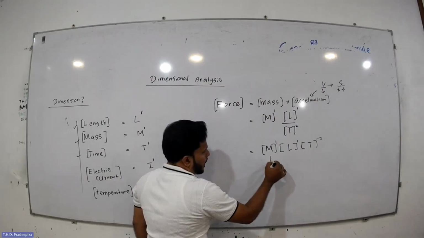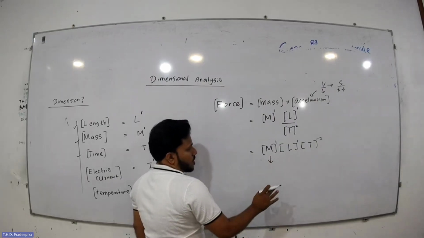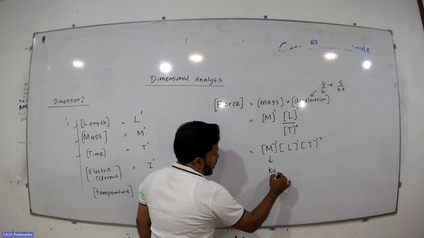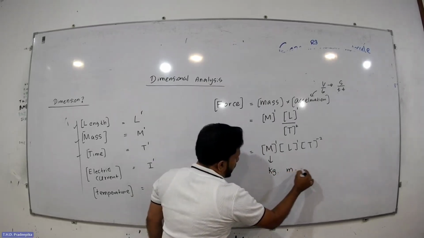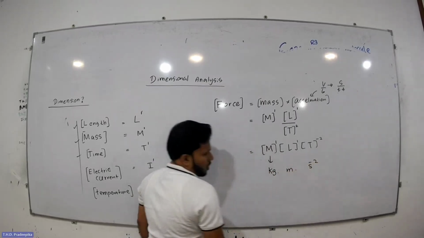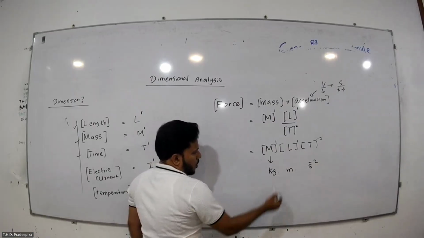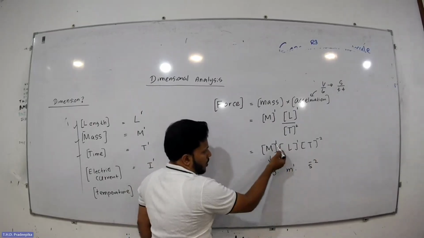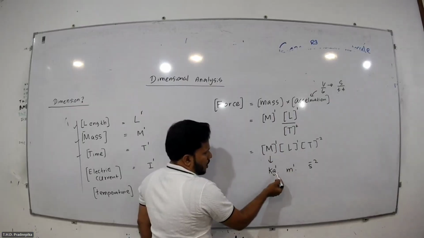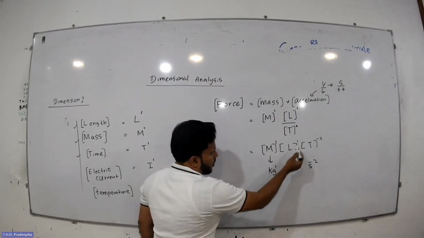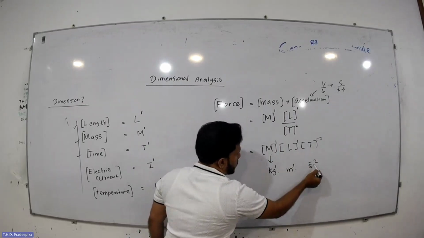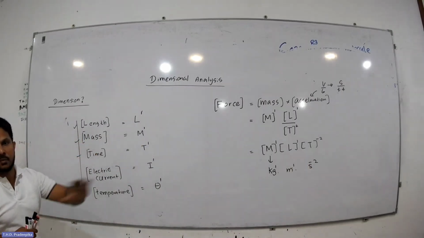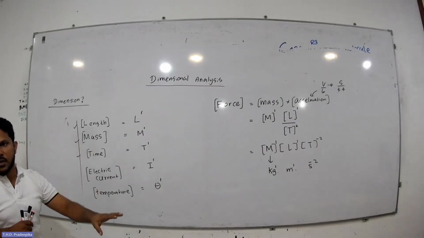If you remember, the unit of force in base units is kilogram meter per second squared. Look at these exponents, they are similar. Here we have 1, here also 1. 1, 1, minus 2, minus 2. So the dimensional expression has the same exponents as the SI unit of that physical quantity.